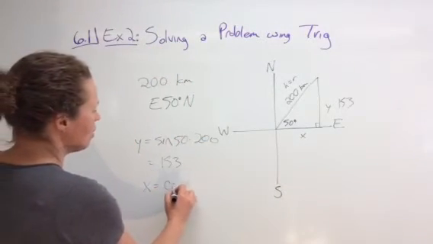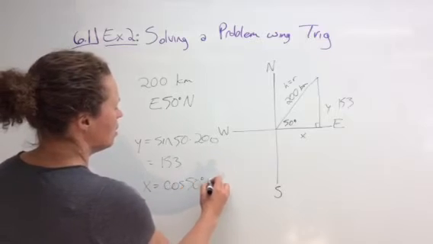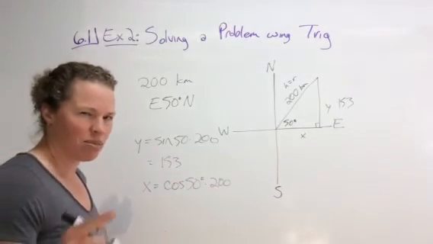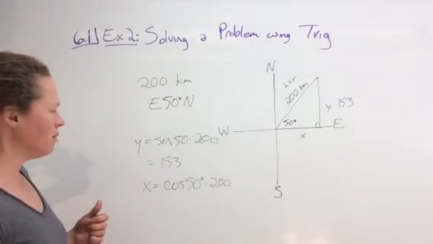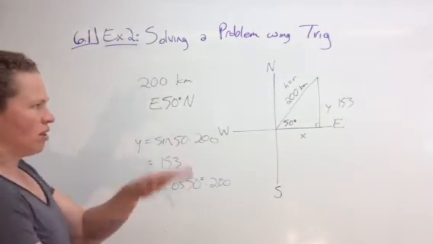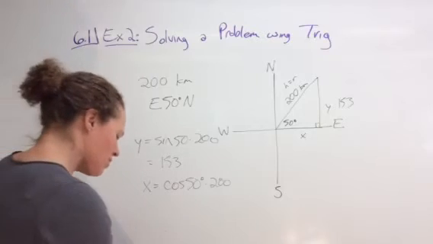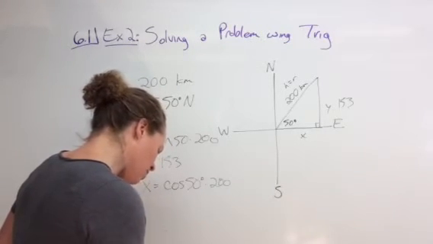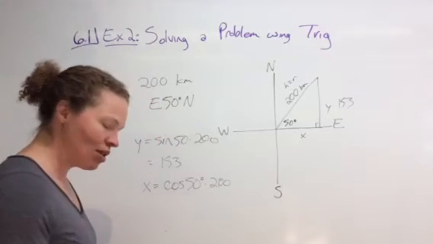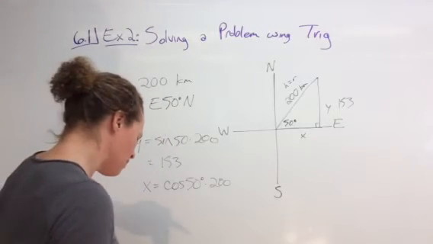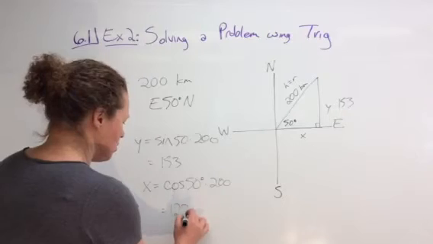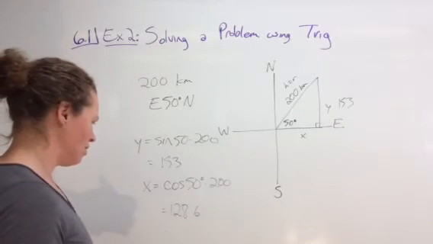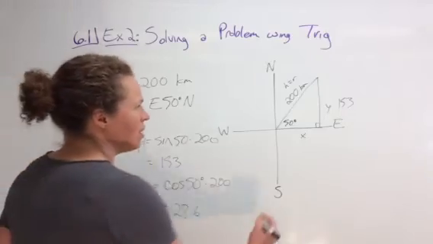X is cos 50 times 200, and you've got these formulas written down because we went over those earlier. You don't have to actually figure them out each time. So if I use cos 50 and multiply by 200, again closing the bracket after the 50, then I get 128.6, I guess. So we could round that up to 129.